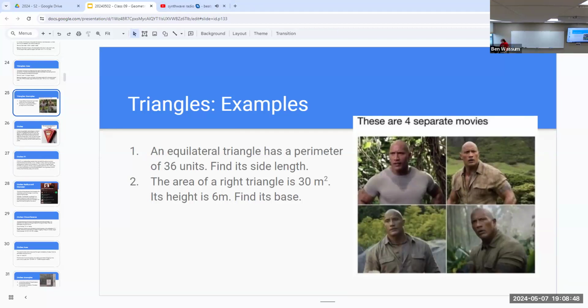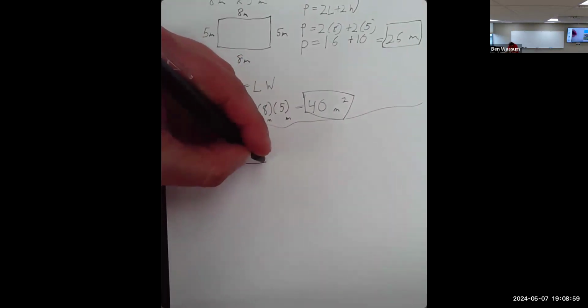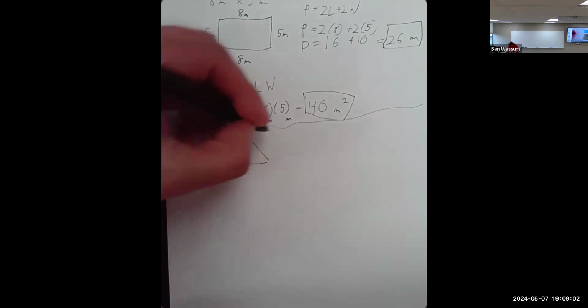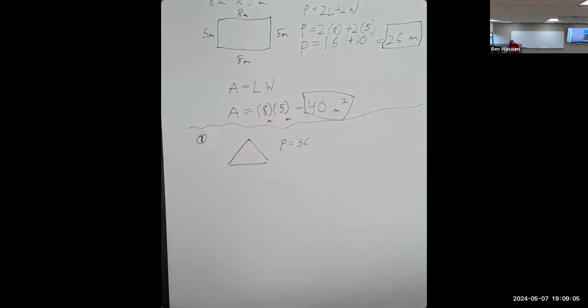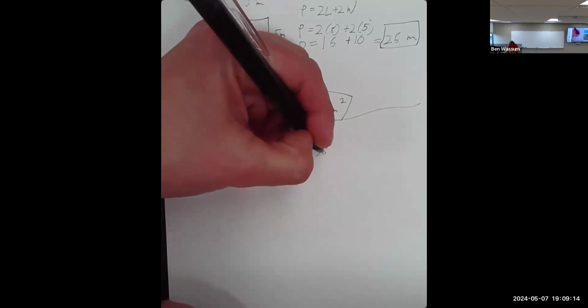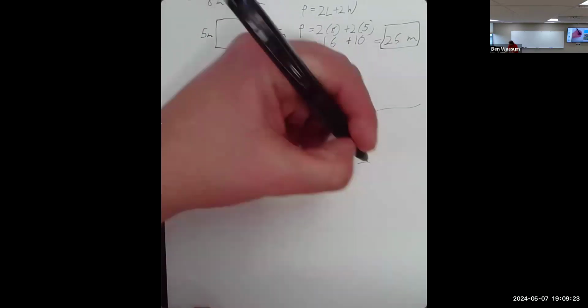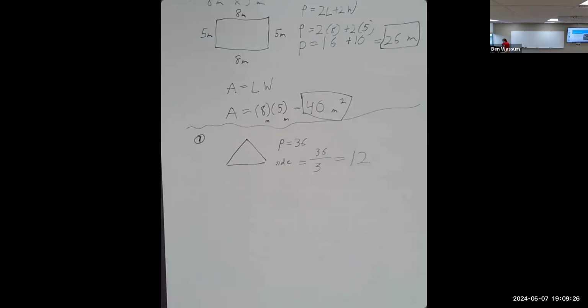So it says an equilateral triangle has a perimeter of 36 units. Find its side length. Equilateral, which means every side is equal, and then the perimeter is 36. So the nice thing is that if all of these sides are equal, in order to find the side, all we have to do is take that 36 and divide it by 3. That'll give us each side, right? They're all equal, so just chop it up a little bit. End up with 12, and what was that in? Just says units.